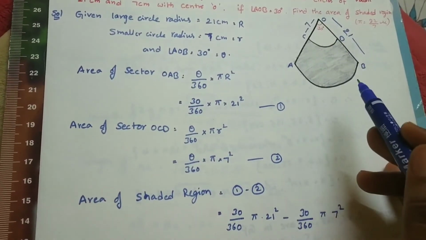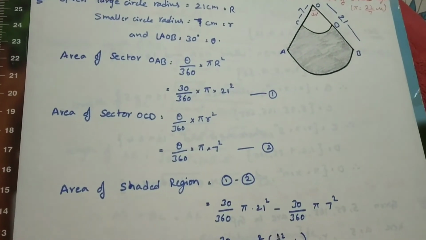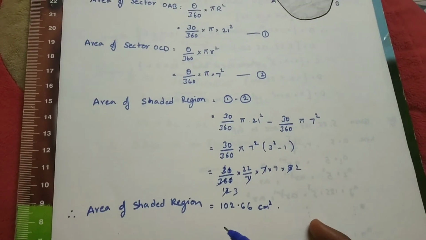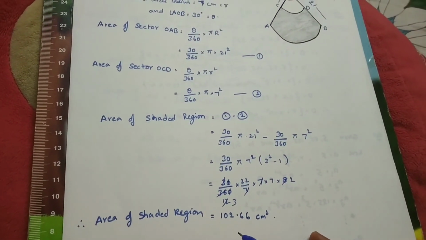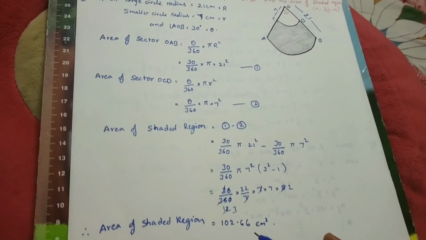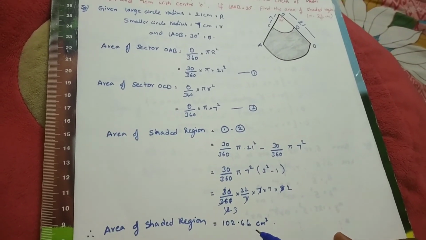If you subtract, you get the shaded region, that is 1 minus 2. So you apply those values and calculate. You are going to get the area of the shaded region as 102.66, approximately. So the area of the shaded region is 102.66 square centimeters.